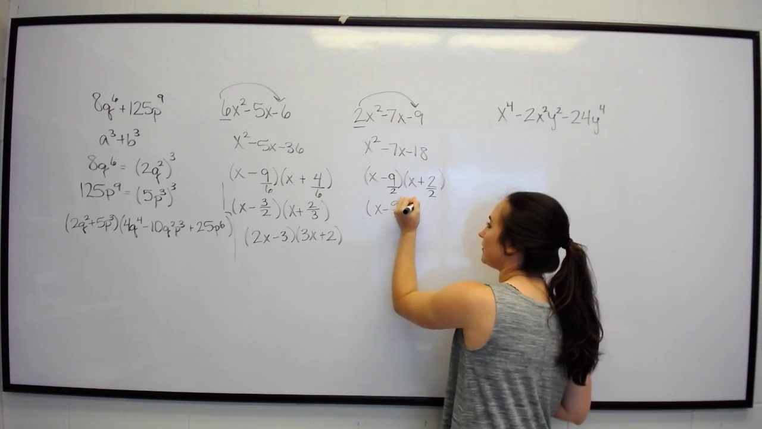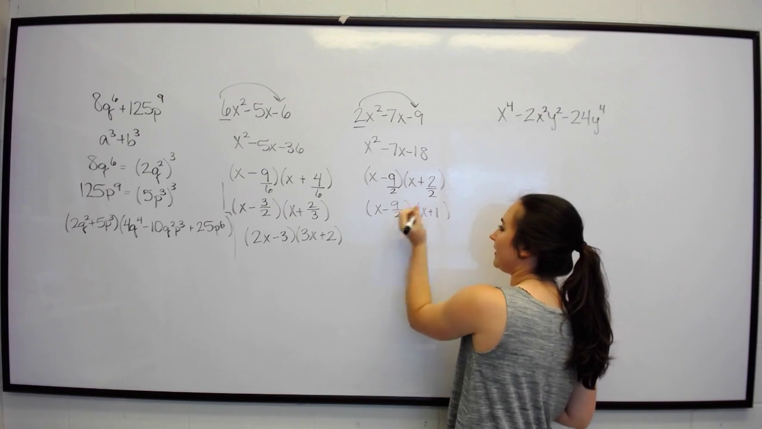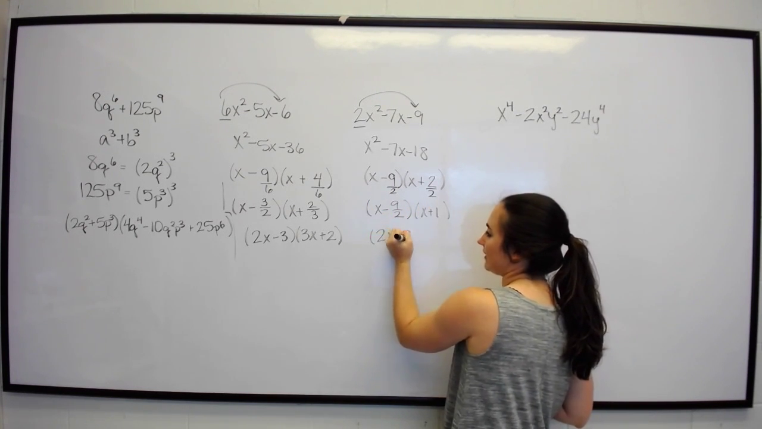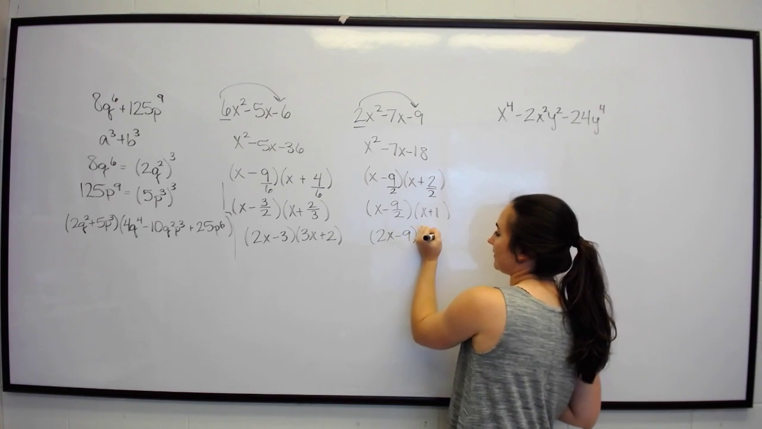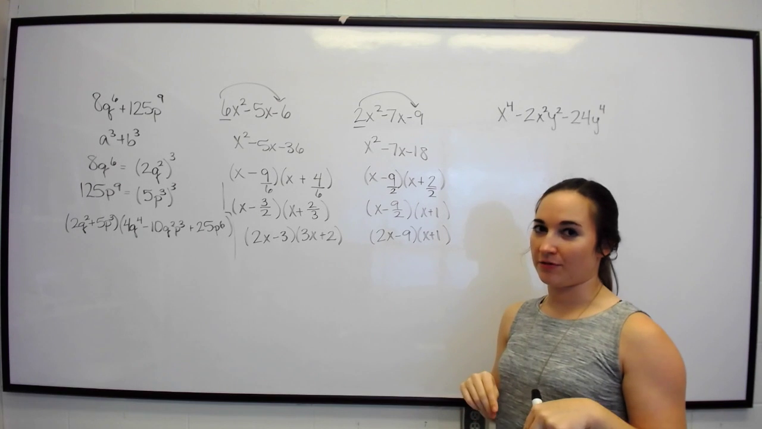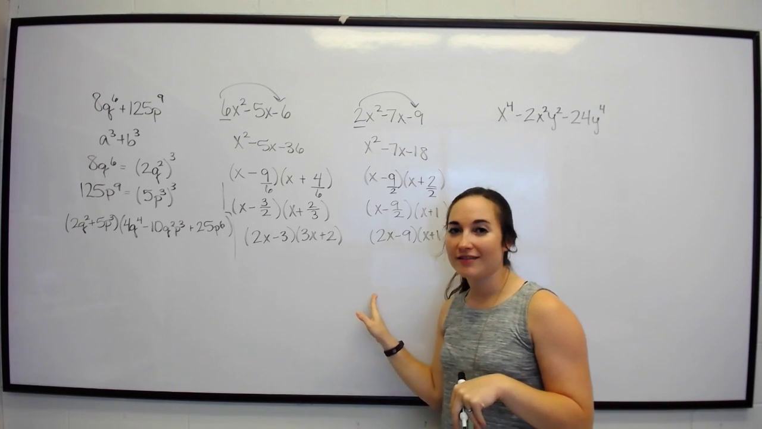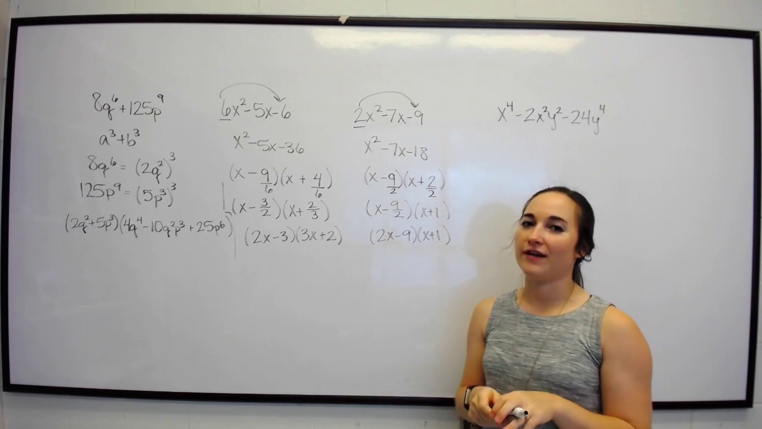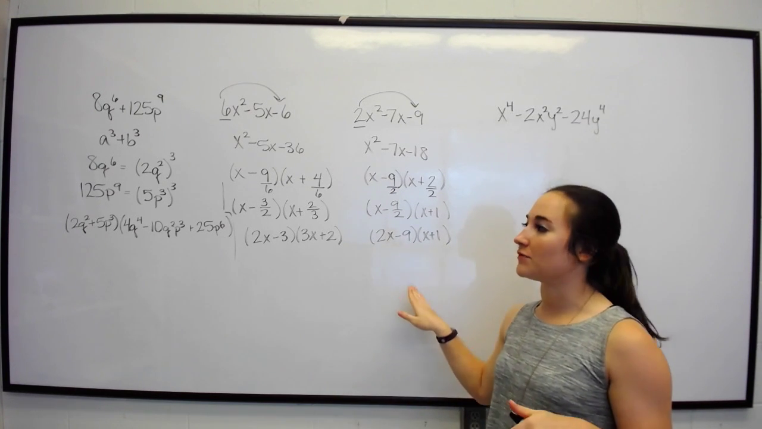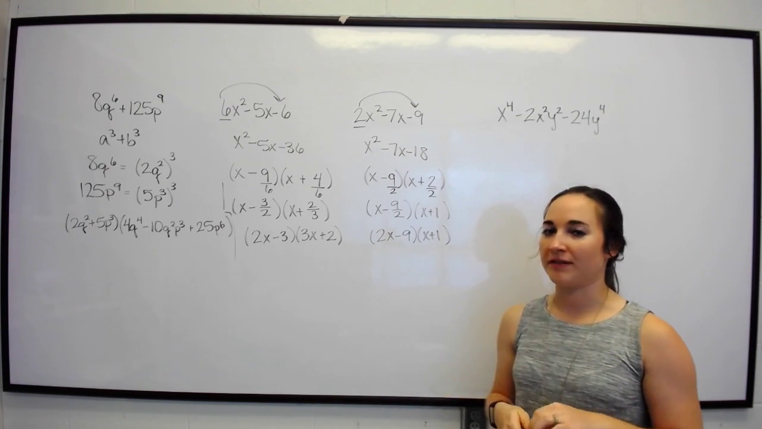This will not reduce, but this will. Then I need to slide this 2 up, so I have 2x minus 9 times x plus 1. And if you check it, you would get the same thing you had in the beginning. There are other methods that you could use to factor when your leading coefficient is something other than 1, but I find this one to be the easiest, so that's what I'm showing here.